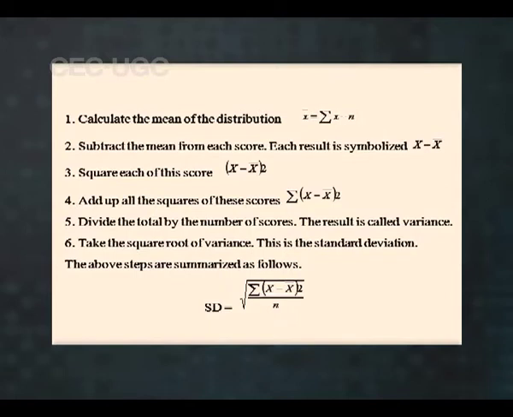First, calculate the mean of the distribution, that is x bar is equal to sigma x divided by n. Then subtract the mean from each score. Each result is symbolized x minus x bar. Square each of the scores, namely x minus x bar the whole square. Add up all of these squares, sigma x minus x bar the whole square. Divide the total by the number of scores. The result is called variance. Take the square root of variance. This is the standard deviation. The above steps are summarized as follows: SD is equal to root of sigma x minus x bar the whole square divided by n.